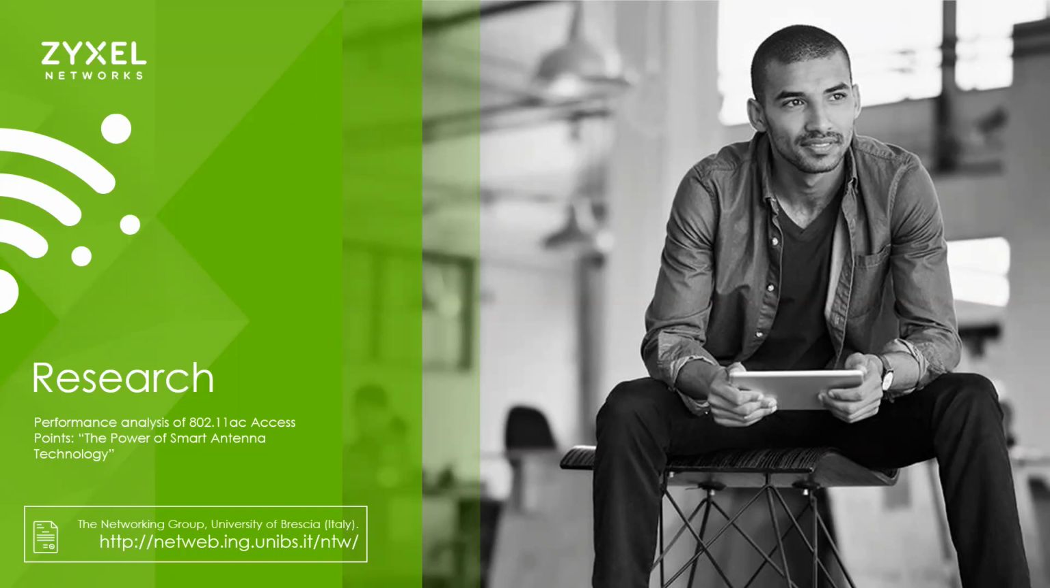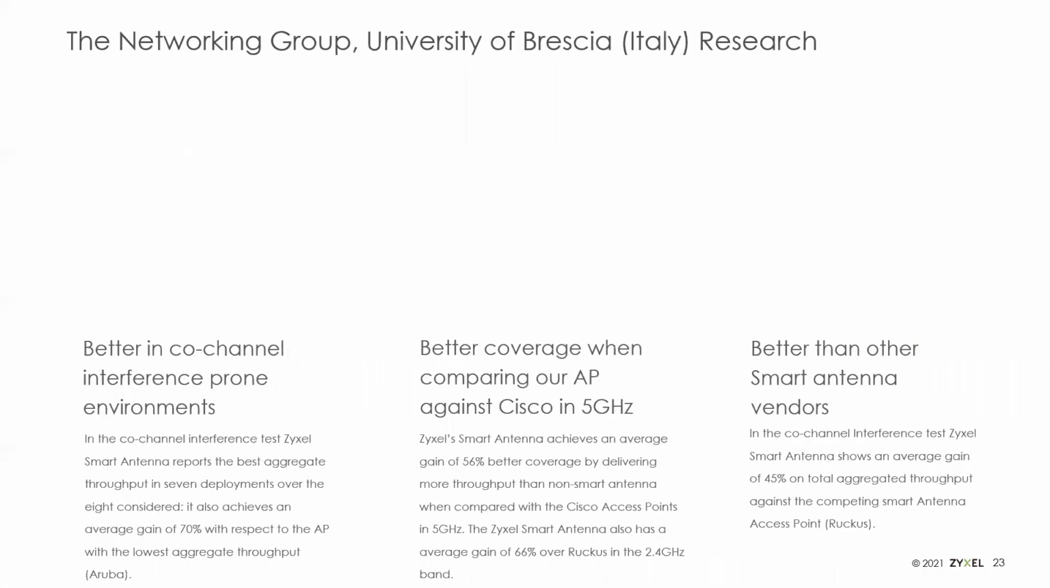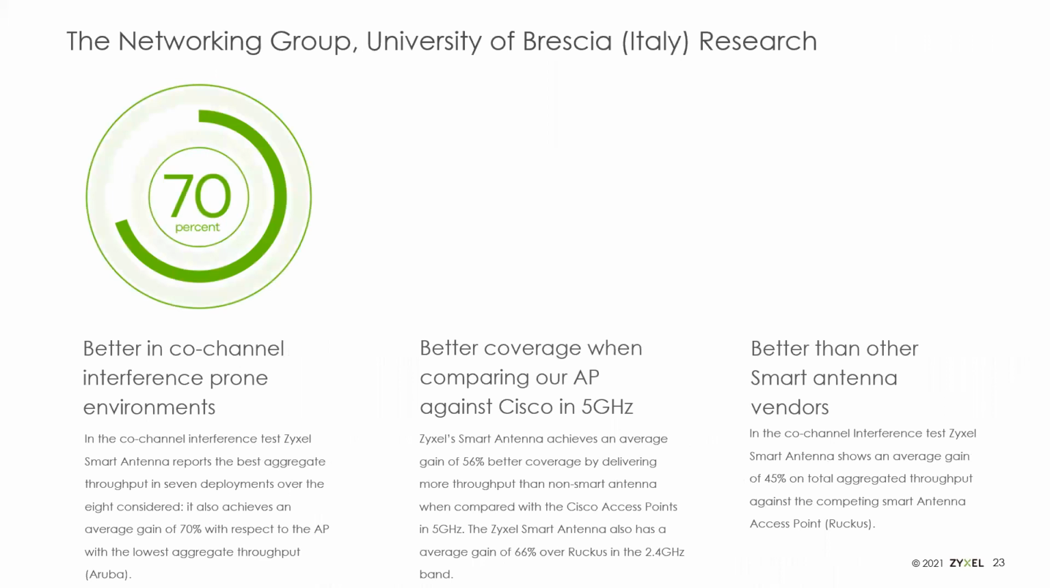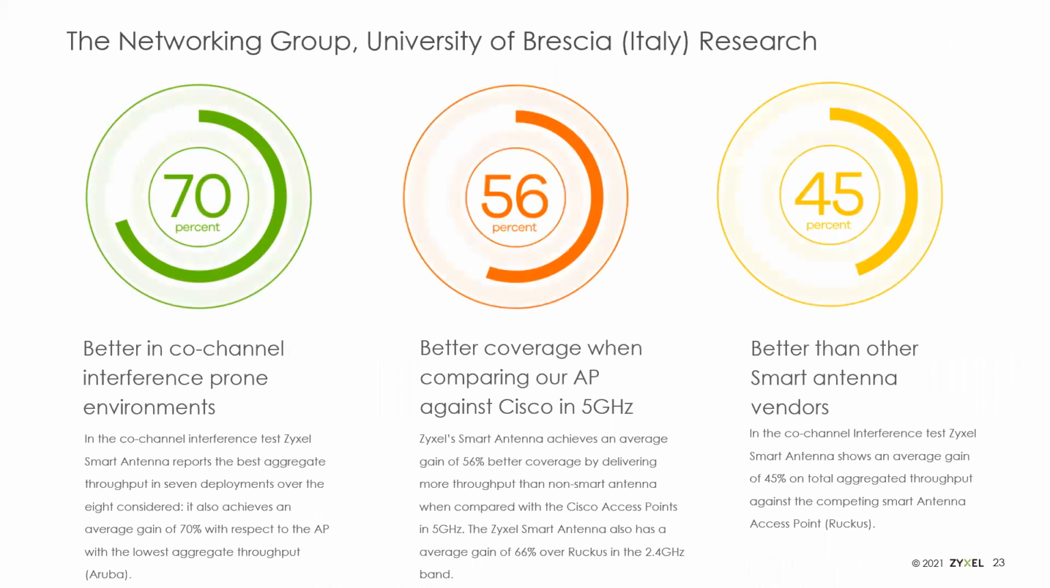So you can see there's a link down there that takes you to the networking group at the university, and you can pull up the entire white paper they did, all the testing they did, and take a look for yourself to see just what the benefits of smart antenna are. Did it live up to the hype? Just a quick summary, and basically in a real world environment where you've got other sources of RF interference and noise, significant improvement, up to 70% better performance with smart antenna versus without. And our smart antenna outperformed Ruckus's smart antenna.